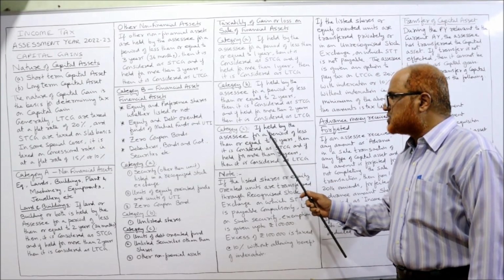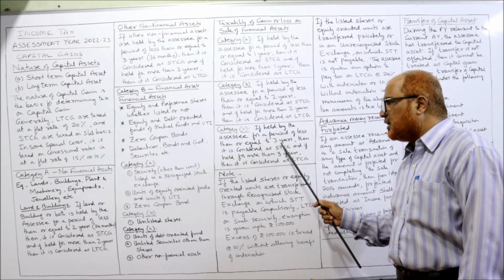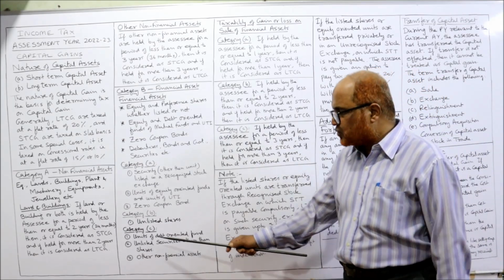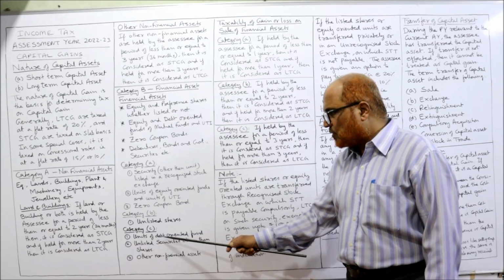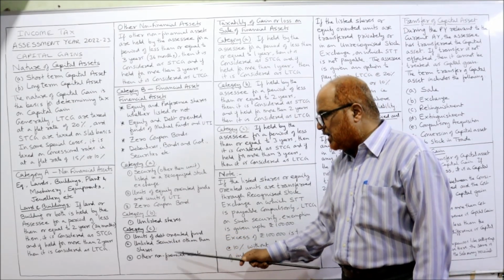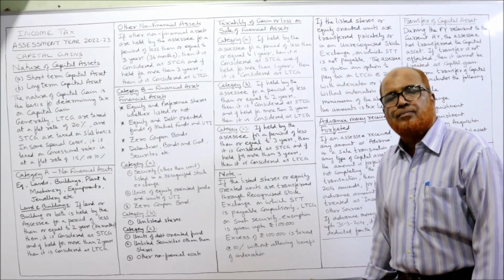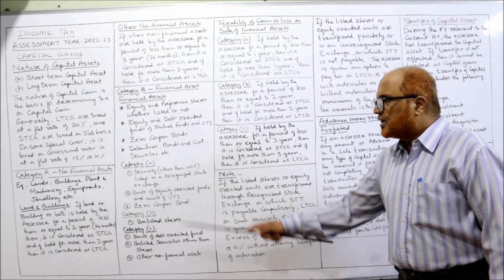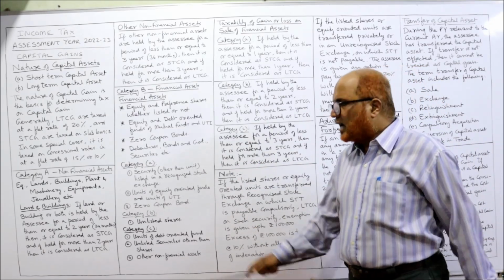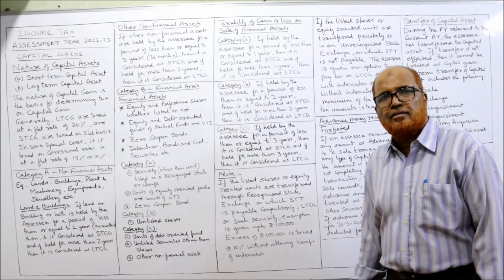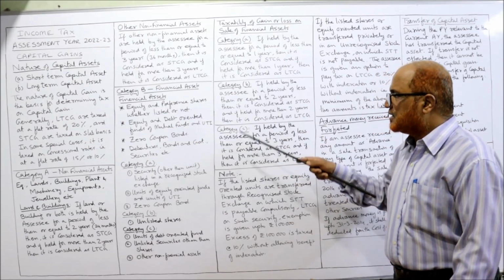If held by the SSC for a period of less than or equal to 3 years, then it is considered as short-term. Here the holding period is 3 years. Which one? C category. Units of debt-oriented funds, unlisted security other than shares or any other non-financial asset. For this category, holding period is 3 years. Again I repeat. Category A, 1 year. Category B, 2 years. Category C, 3 years. Right? This is the taxability.